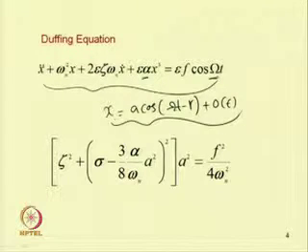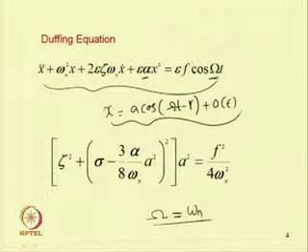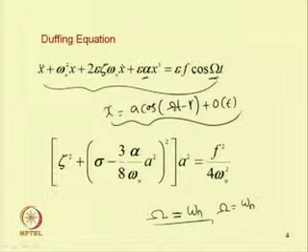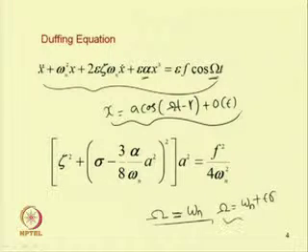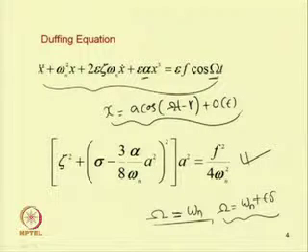Now consider the primary resonance condition, that is, when the external frequency is nearly equal to the natural frequency of the system. One can write omega equal to omega n plus epsilon sigma, where sigma is the detuning parameter. By using the method of multiple scales, one can obtain a frequency amplitude relation in this form.